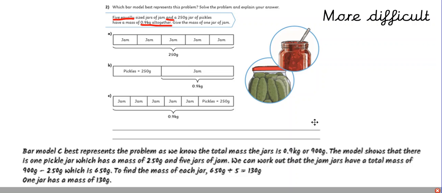Totaling 0.9 kilograms. So we can work out that the jam jars have a total mass of 650 grams because we're going to do 900 grams. So we've converted 0.9 to grams. 900 grams minus 250 grams, which is 650. So then to find the mass of each individual jar, we've got 5 jars. So we're going to do 650 divided by 5, which is 130. So this means that 1 jar has a mass of 130 grams. So each of these jars of jam is 130 grams. Well done if you got that one correct.